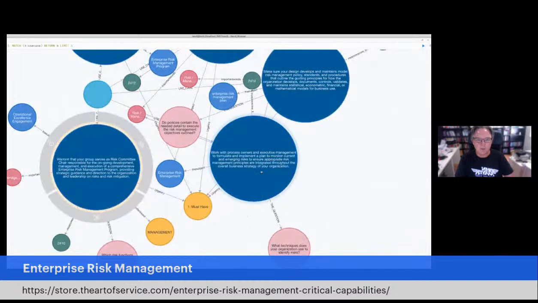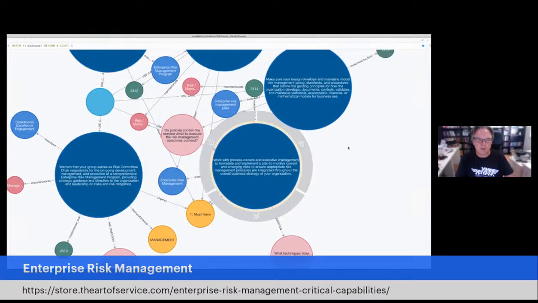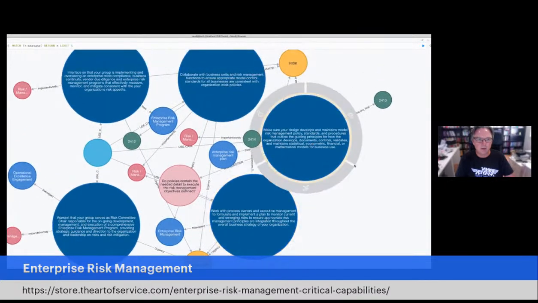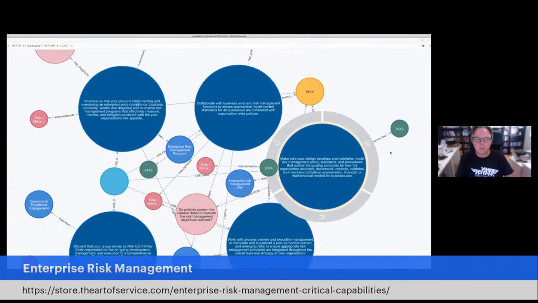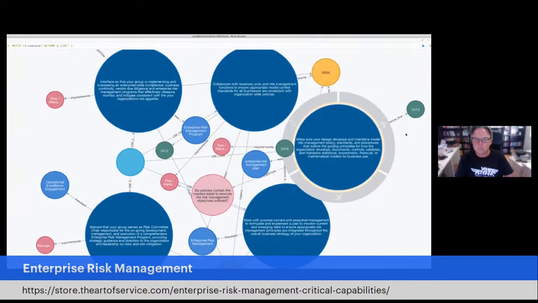All right, so work with process owners and executive management to formulate and implement a plan to monitor current and emerging risks. And the last one, make sure your design develops and maintains model risk management policy, standards, and procedures that outline the guiding principles for how the organization develops, documents, controls, validates, and maintains statistical, econometric, financial, or mathematical models for business use. There we go. These are the areas that I need to cover in enterprise risk management.